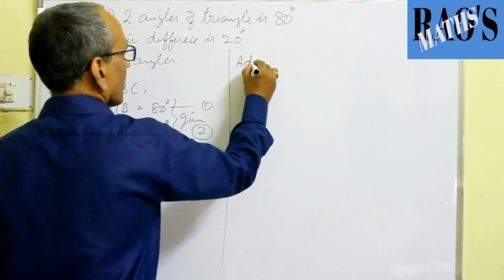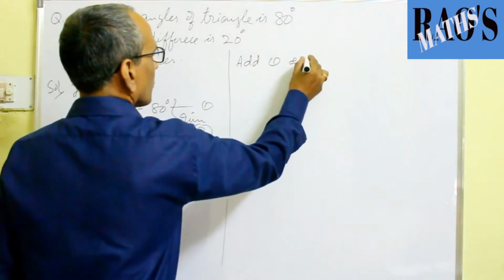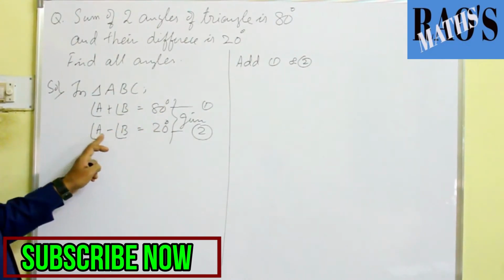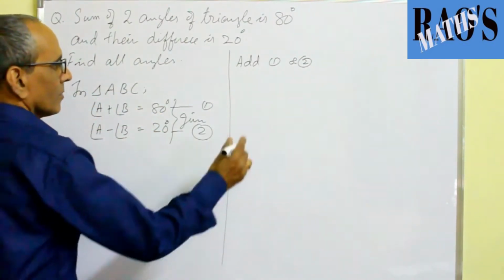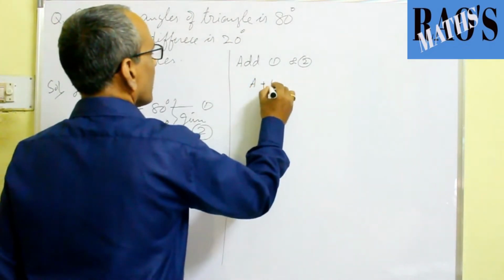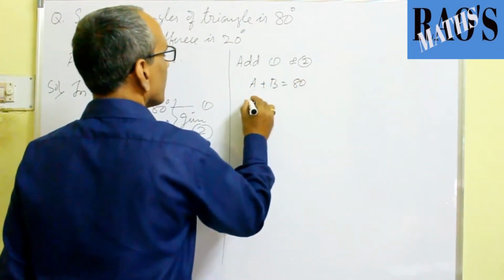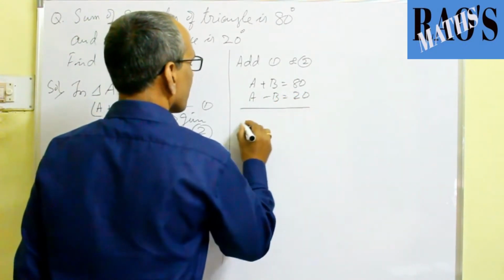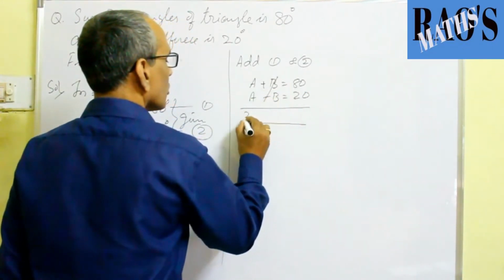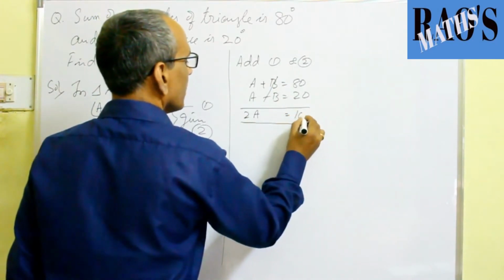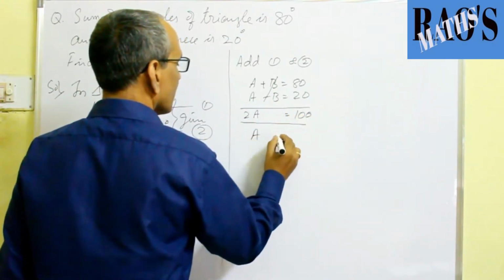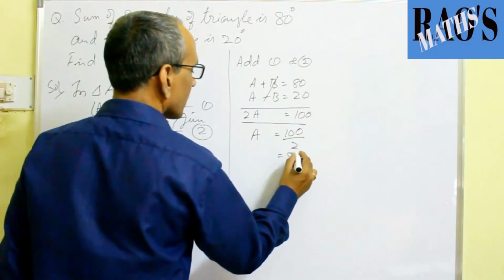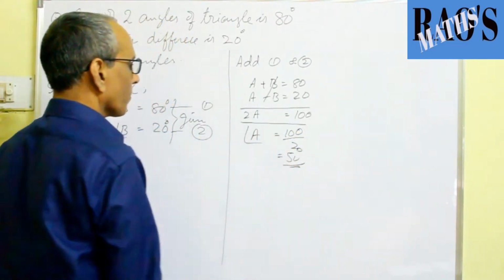Add 1 and 2. That means a plus b is equal to 80 and a minus b is equal to 20. Add, I said. So 2a is equal to 100. Therefore, a is equal to 100 by 2, that is 50 degrees. We got angle A.